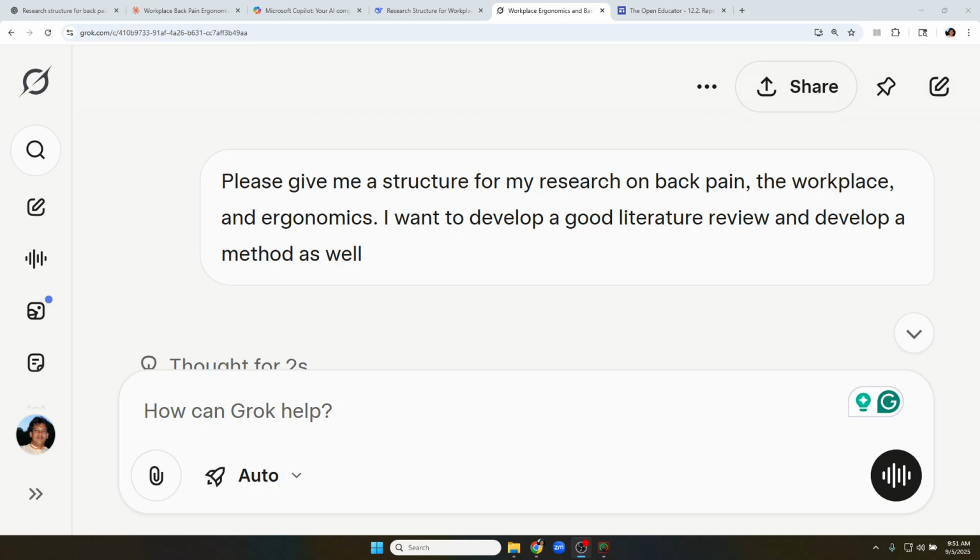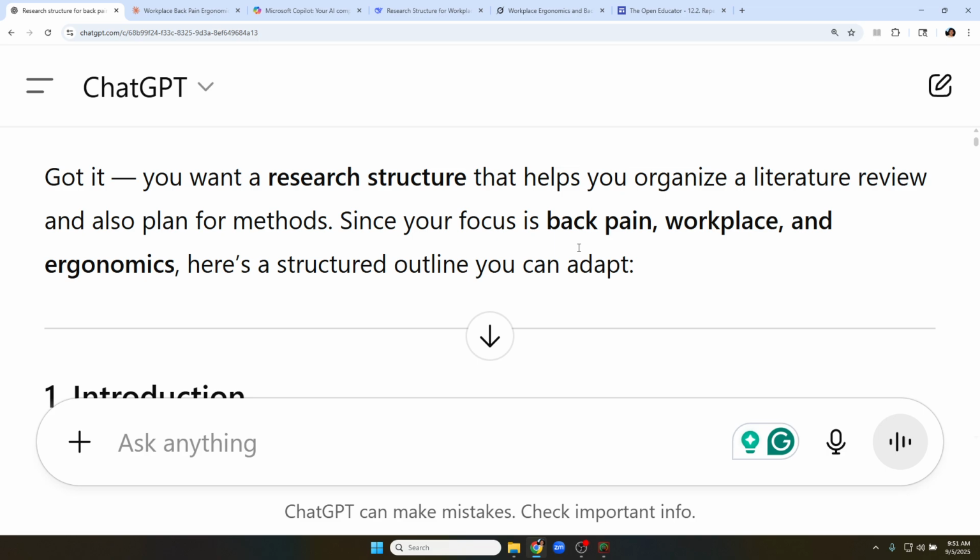How to quickly get started with your research using AI. I'm going to be using 5 different AI platforms to demonstrate how you can actually start your research. This is not just a quick start of your research. This is the right way to start your research.